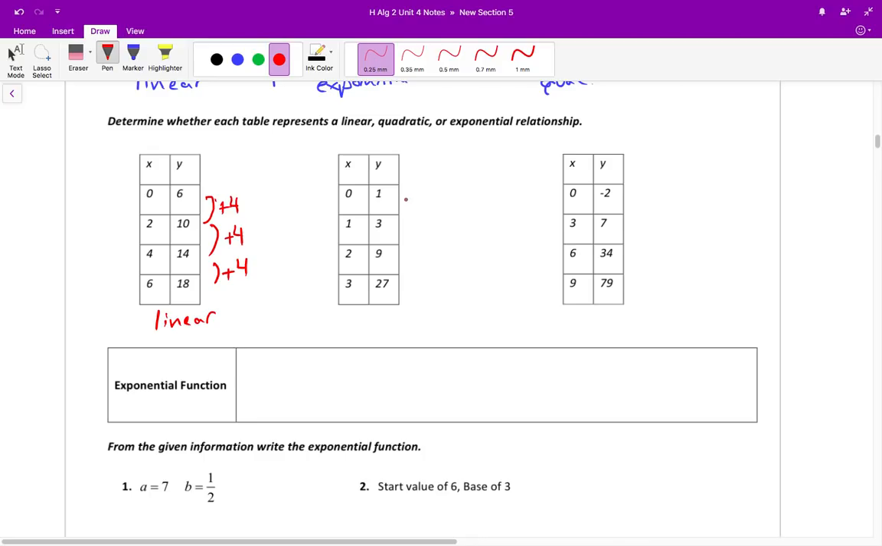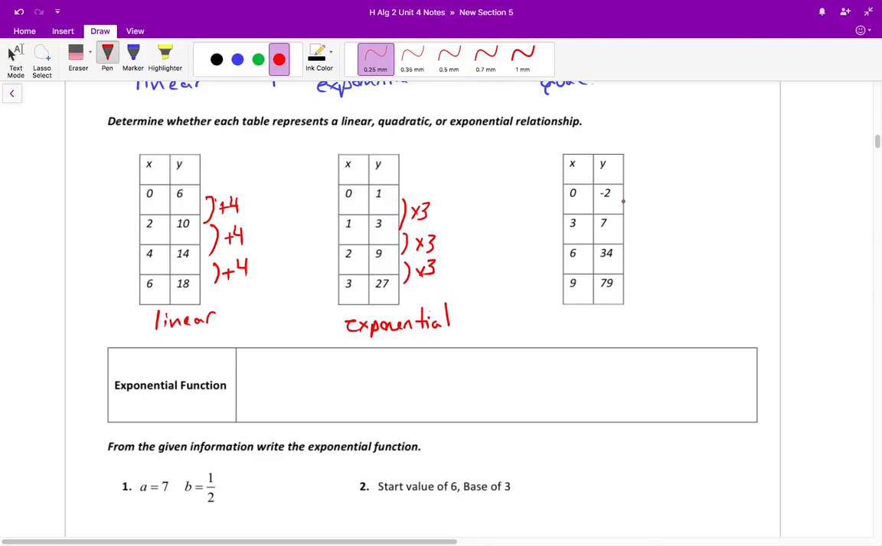Now the second one here, if you try to add, notice that you're adding by 2, and then 6, and then 18. Not a pattern. So next thing you want to do is look for multiplying. Let's see, 1, you'd multiply by 3 to get to 3, 3 multiplied by 3 gets you 9, and then 9 multiplied by 3 gets you 27. So this would be an example of an exponential function, because you are either multiplying or dividing by the same number.